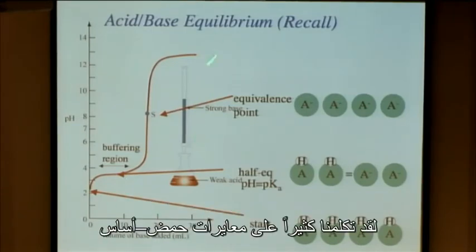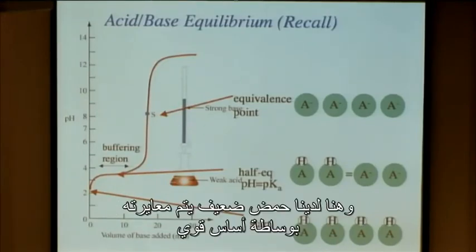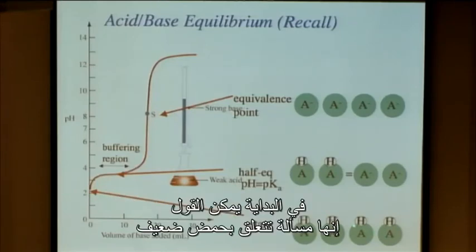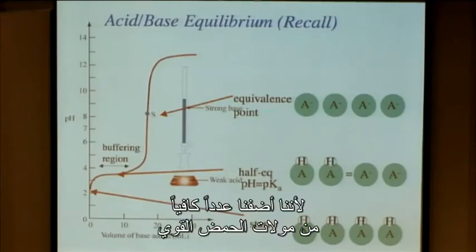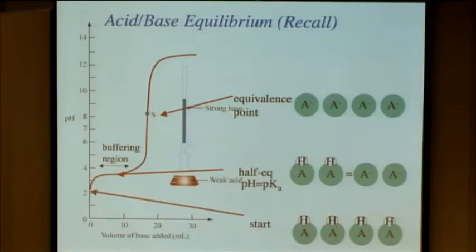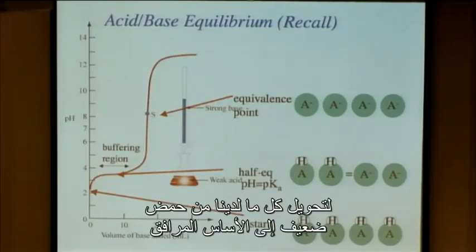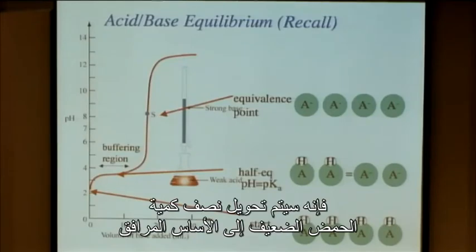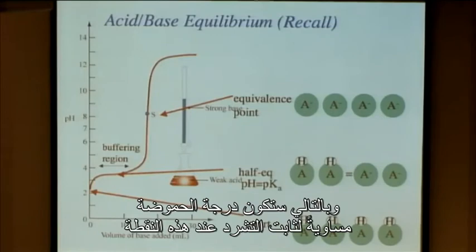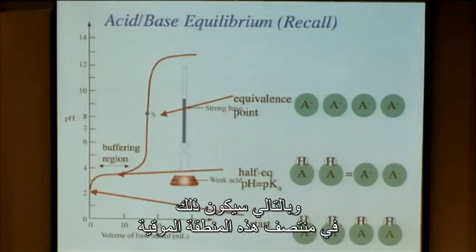We talked a lot about acid-base titrations. Here we have a weak acid titrated with a strong base. In the beginning, it's a weak acid problem. At the equivalence point, it's a weak base problem because we've added enough moles of our strong base to convert all of our weak acid to its conjugate base. And in the middle, when you've added half the number of moles, you've converted half of your weak acid to its conjugate, and the pH is equal to the pKa at this point. So that would be right in the middle of this buffering region.